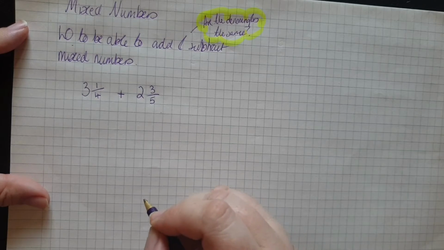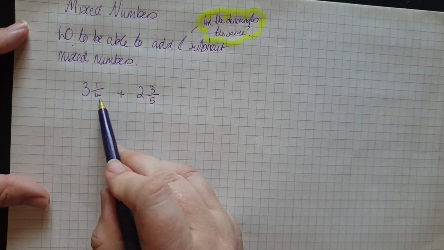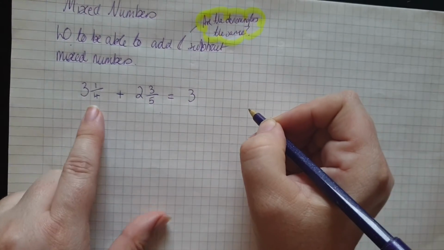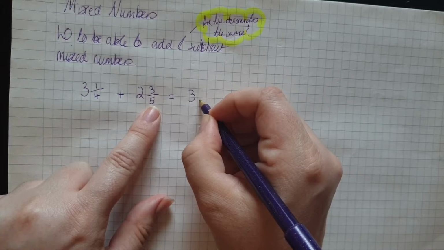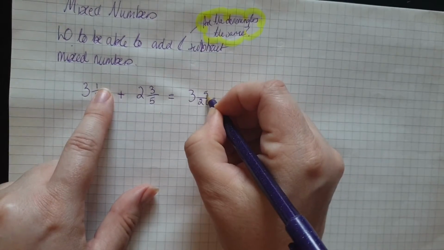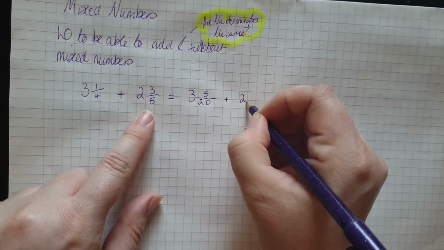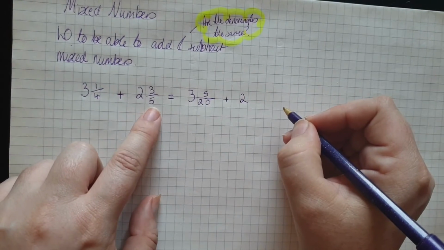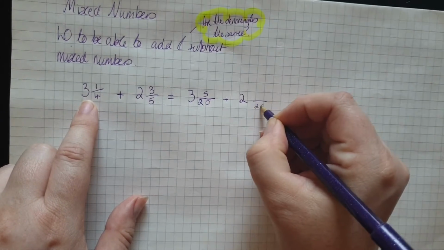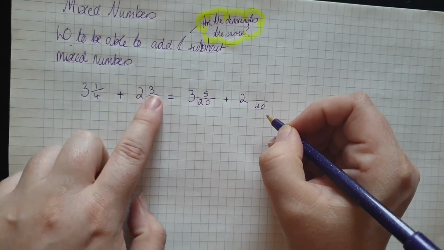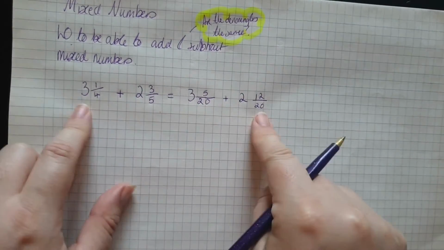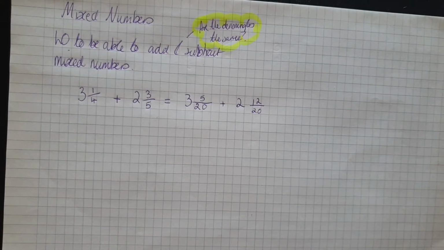So the first thing we need to do is convert these denominators. So the 3 stays the same for now. 4 times 5 is 20, 5 times 1 is 5, plus the 2 stays the same. 5 times 4 is 20, 4 times 3 is 12. So these two expressions are mathematically equivalent.